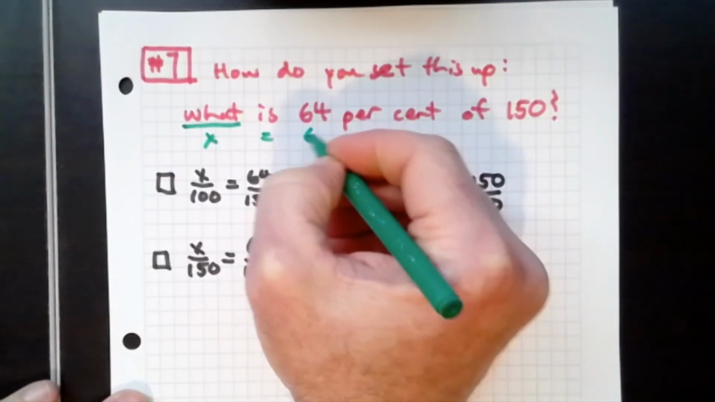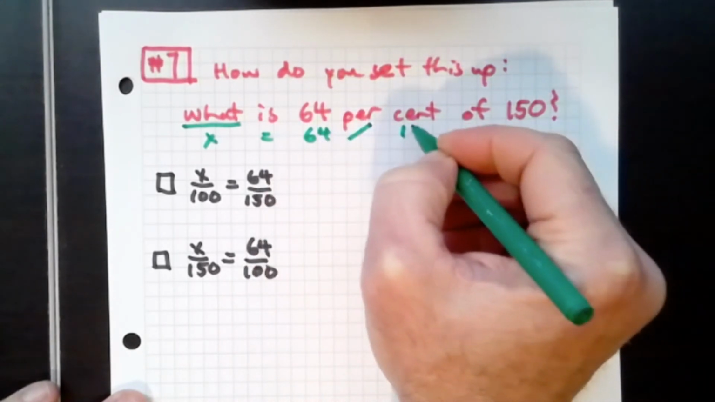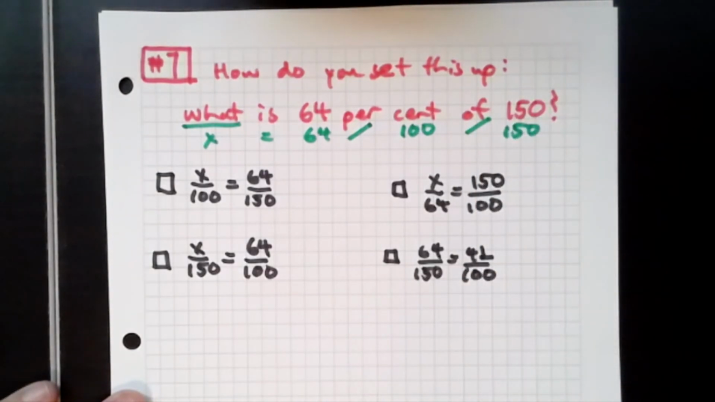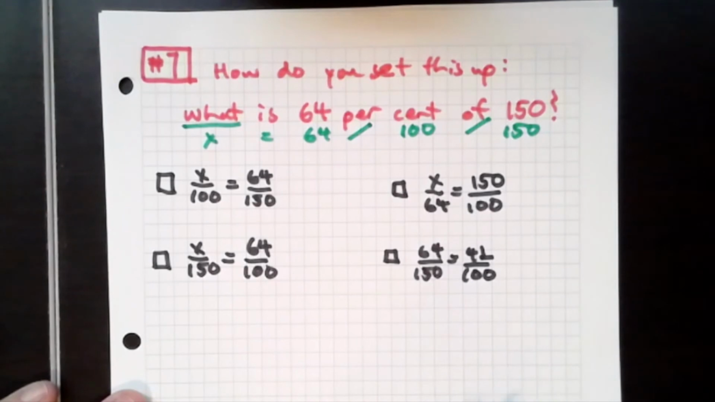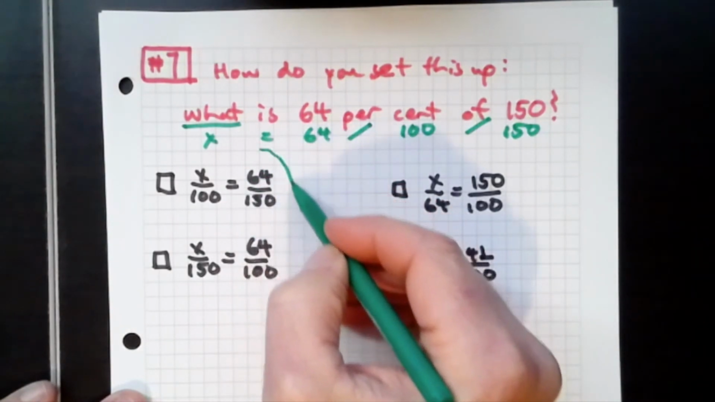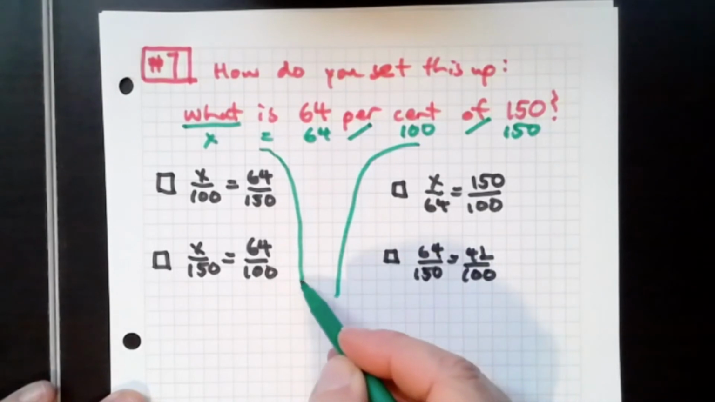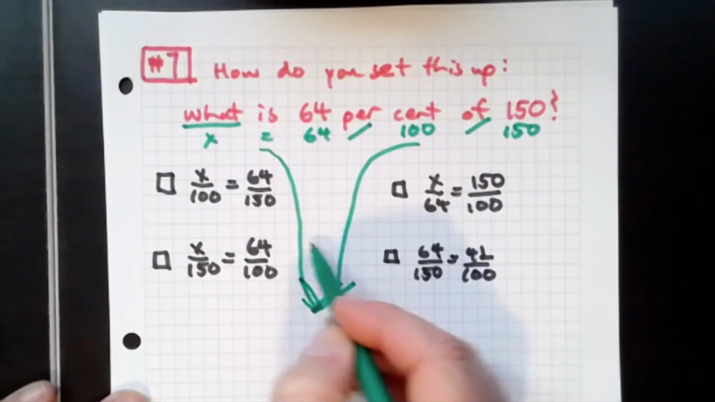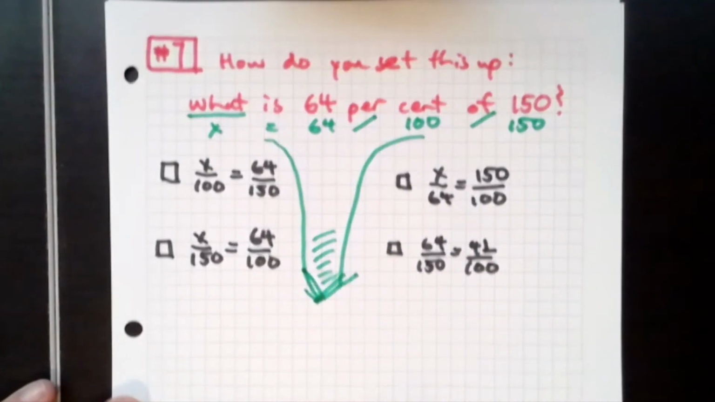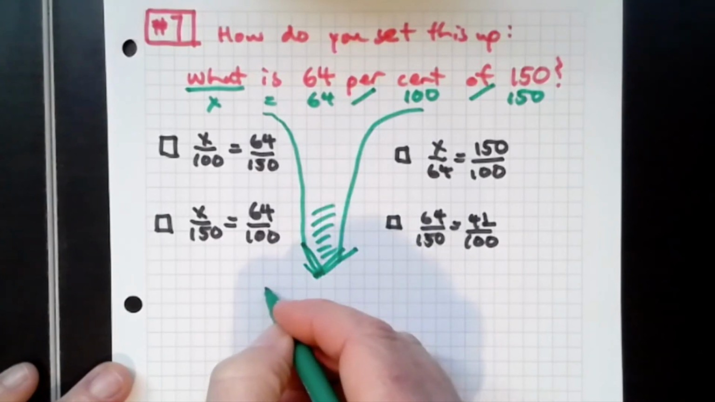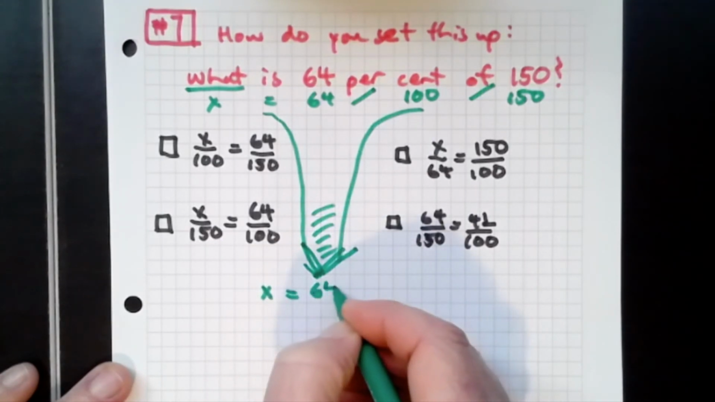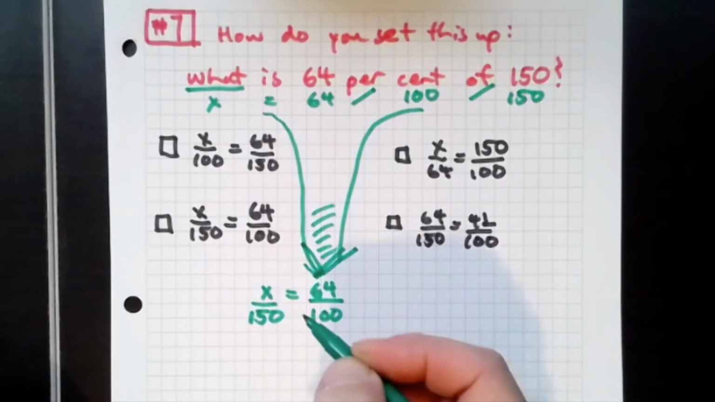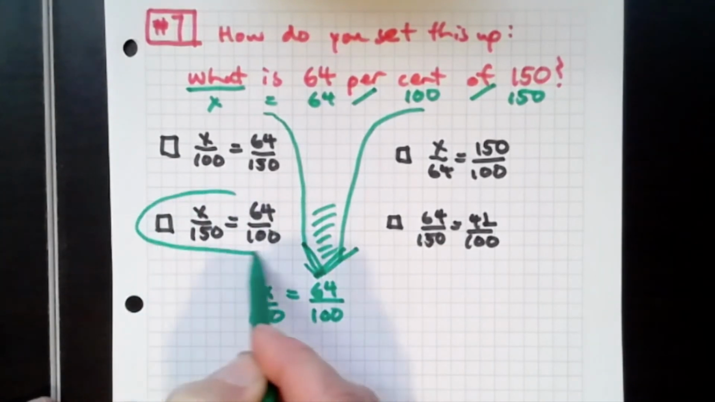What is 64 fraction bar 100 fraction bar 150. If I just set it up how I know is right, then it's easy for me to choose the right answer. So if I take all that stuff I just did in green, that's the ugliest arrow I've made in a while. So what is 64% of 150? That looks like this one.